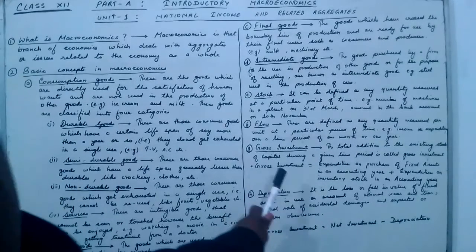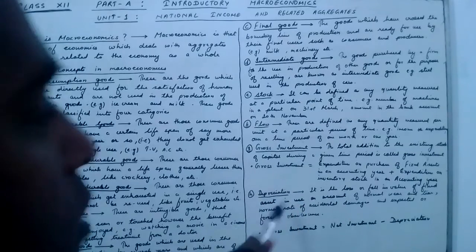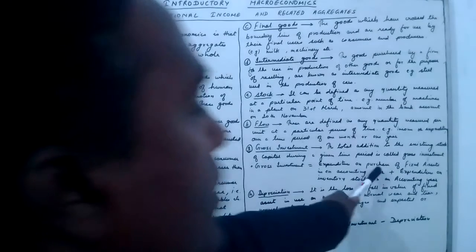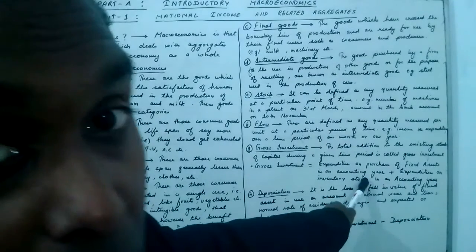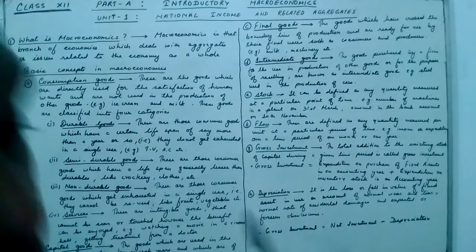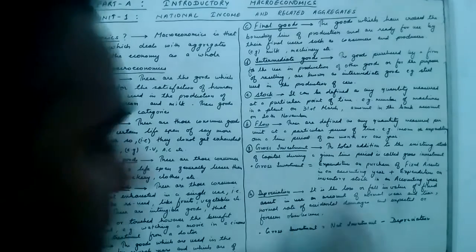The formula to calculate gross investment is: expenditure on purchase of fixed assets in an accounting year plus expenditure on inventory stock in an accounting year. If both of these are added, this will be equal to gross investment.